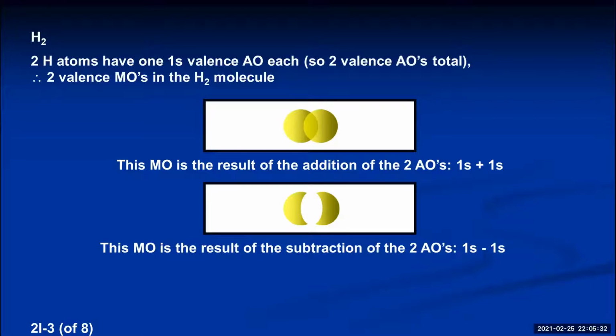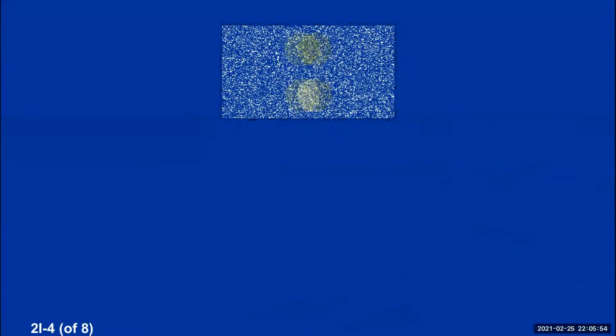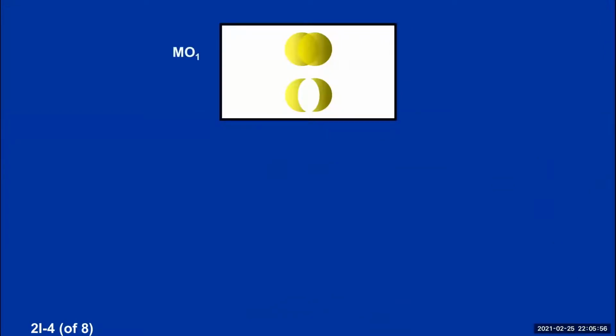So Mulliken and Hund first proposed, you've heard of Hund before, right? Hund's rule, there you go, this is him. You've determined that two orbitals can overlap in two different ways by adding wave function signs or subtracting wave function signs. Therefore, they create two molecular orbitals from the original two atomic orbitals. So of these two that we've just created, the top one I'll call MO1, the bottom one I'll call MO2, okay? Let's see if we can describe them.